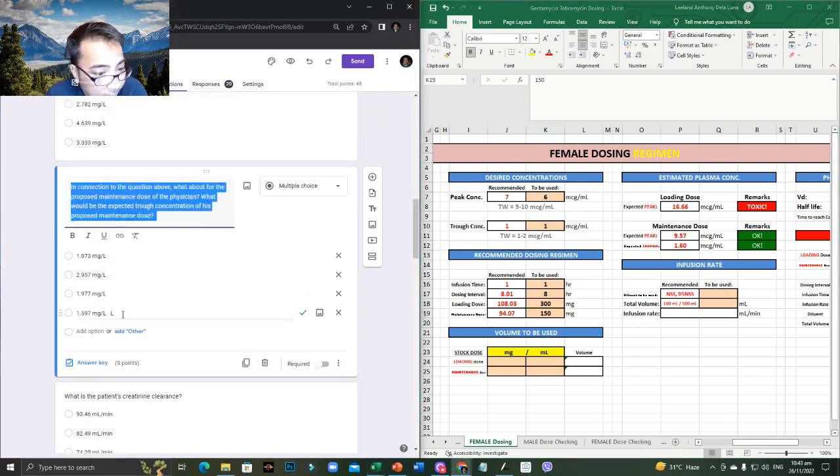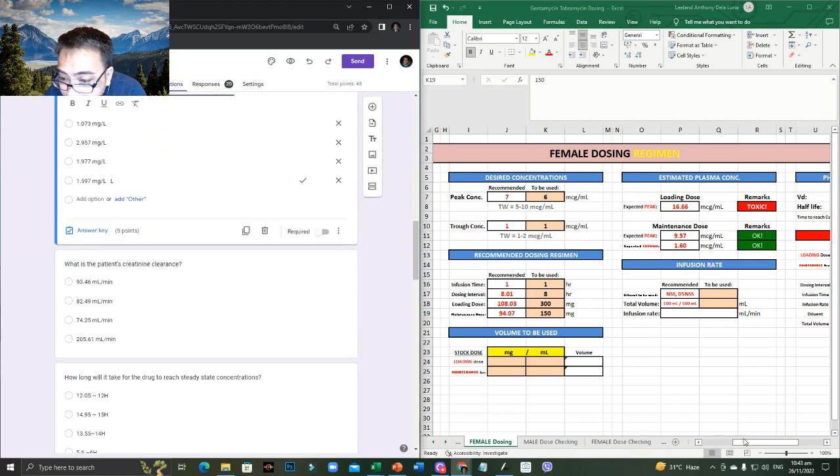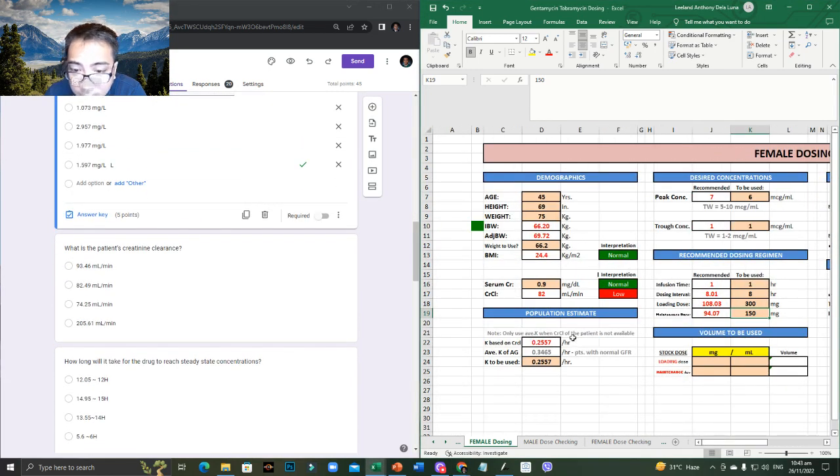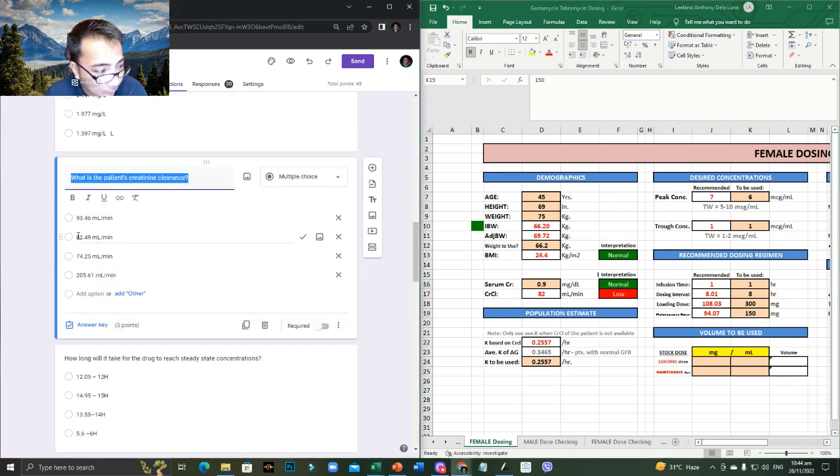Okay? Alright. So what's the patient's creatinine clearance? Let's go back here. The serum creatinine is 0.9, sorry. The creatinine clearance is 82.49. So here we are. Excuse me. So this is our creatinine clearance. Okay? Wait, let me scroll down a bit.